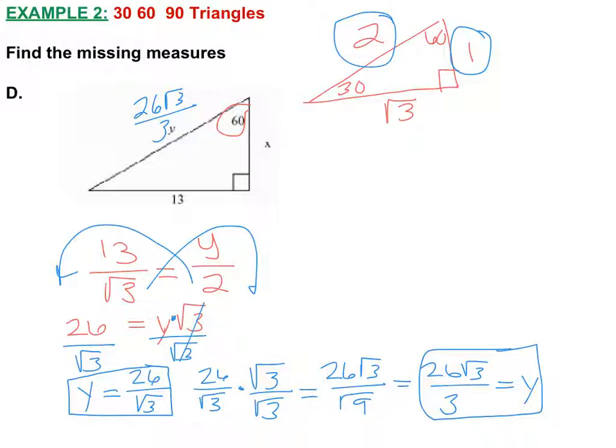And when we cut that in half, we're just cutting the number on top. So that's going to end up being 13 square root of 3 over 3. And that's the value of x.